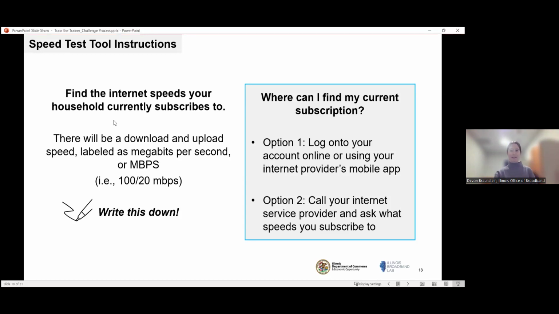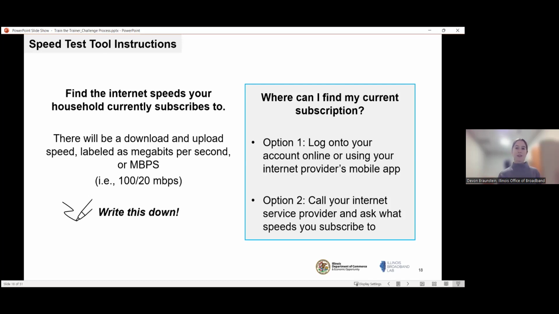So the very first step is to find the internet speeds that your household currently subscribes to. What you're looking for is a download speed and an upload speed labeled as megabits per second or Mbps. So like I said, an example is 100/20 Mbps. That means that your download speed is 100 and your upload speed is 20. Once you find this, just jot it down. You could take a screenshot, you could write it down. You're just going to want to feel comfortable with having that number.